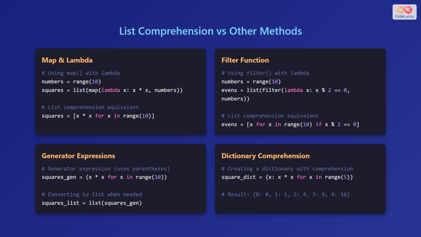Using filter with lambda, we can filter even numbers by writing filter(lambda x: x % 2 == 0, range(10)). The list comprehension version is [x for x in range(10) if x % 2 == 0]. Generator expressions are similar to list comprehensions, but use parentheses instead of square brackets. They generate values on the fly, which can be more memory efficient for large datasets. Dictionary comprehensions extend the same concept to create dictionaries, using curly braces and key-value pairs.